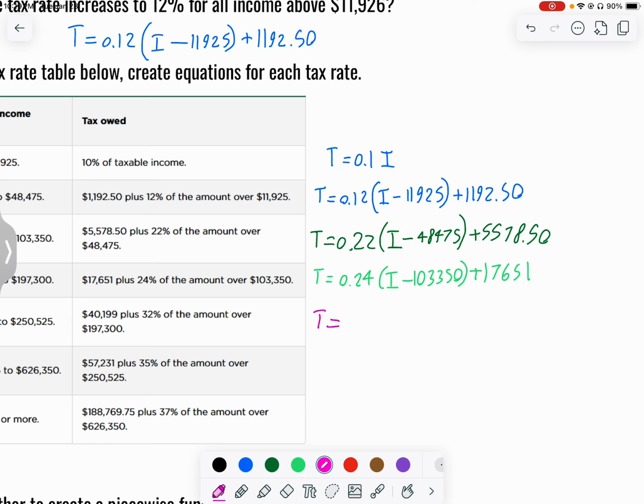Tax is equal to 0.32 times the income minus 197,300. Don't need a point at all.